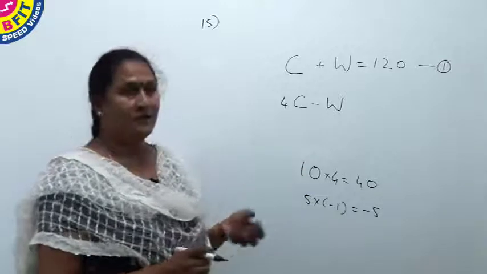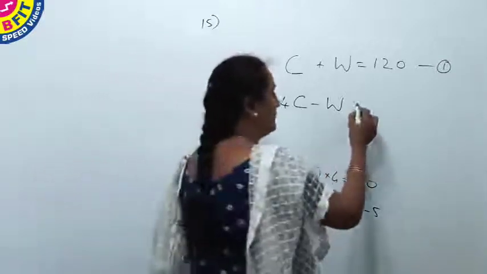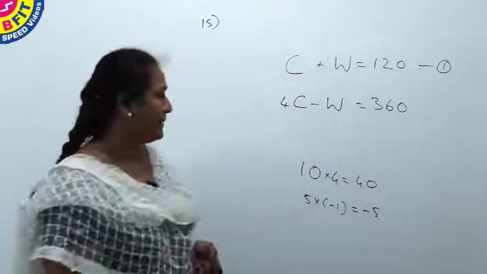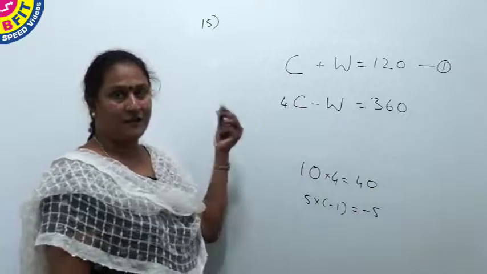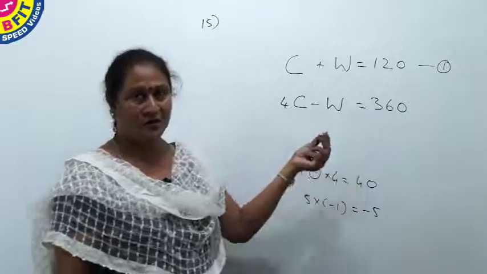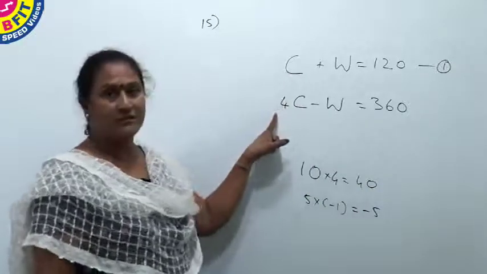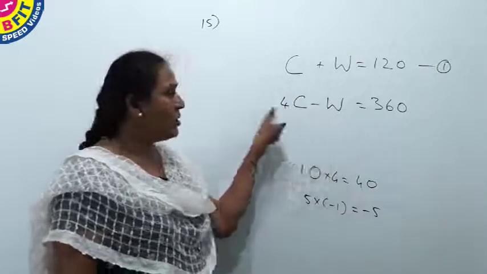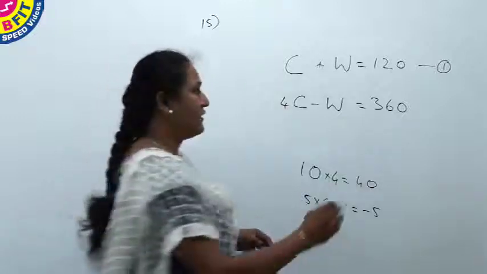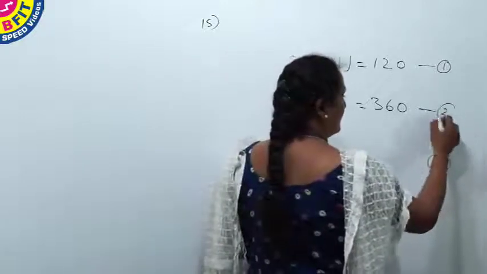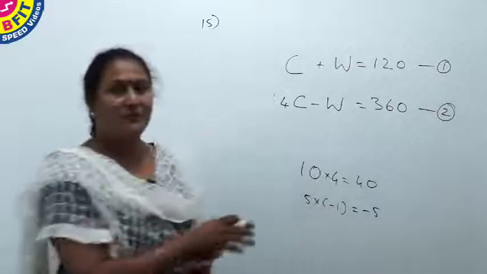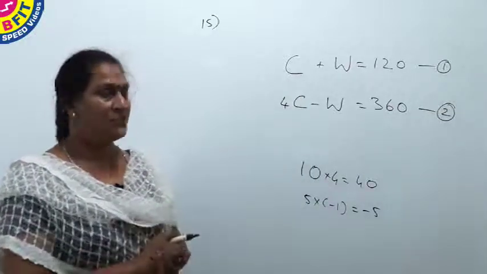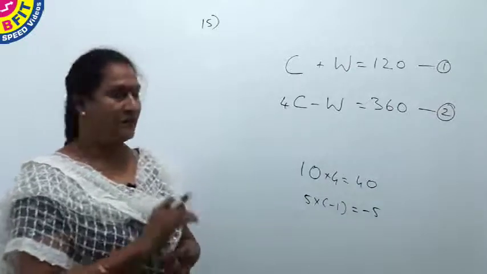So altogether the marks which he had got is 360. So 4 for the correct answer, minus 1 for the wrong answer. For C correct answers, he gets 4C marks. For W wrong answers, he loses minus W marks. Altogether 360. So we have got another equation. Now it's very simple to solve this and get the value of C or W. Here we are asked to find how many answers were correct.